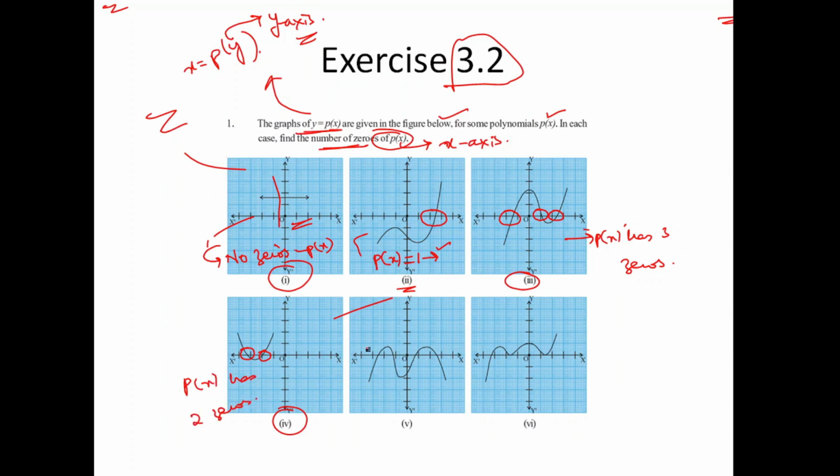In the next one, the answer is 1, 2, 3, and 4, right? So the number of zeros for p of x is 4. If you're looking at the next one here, 1, 2, 3, the number of zeros for p of x is 3. Hope it's clear. So let's look at the next one.